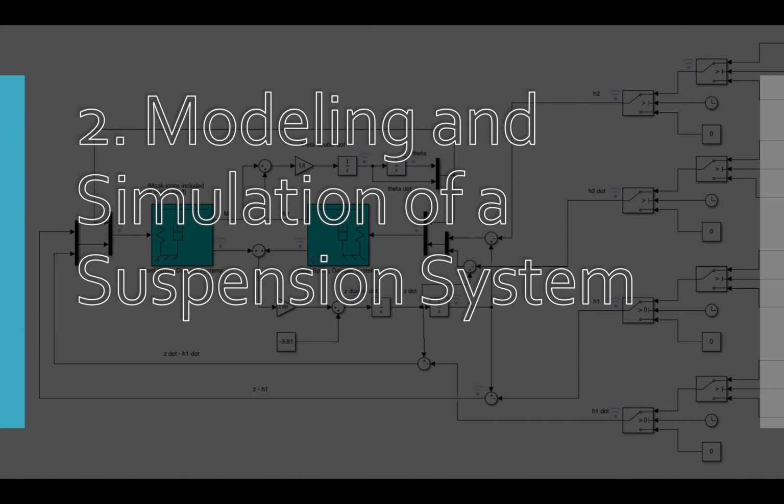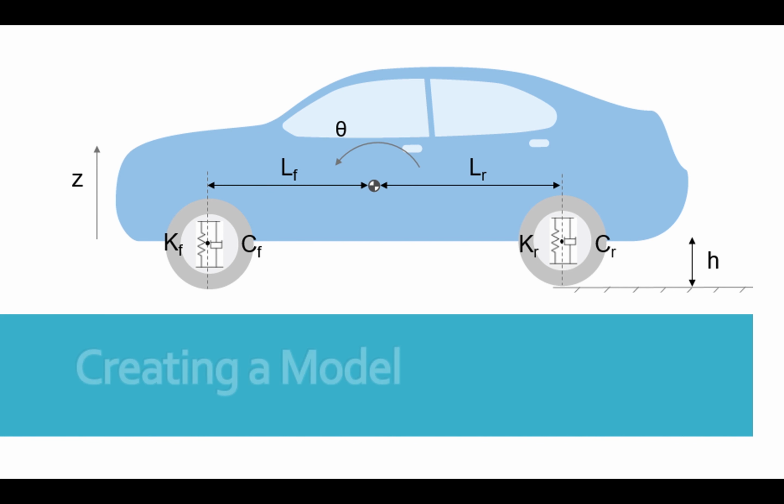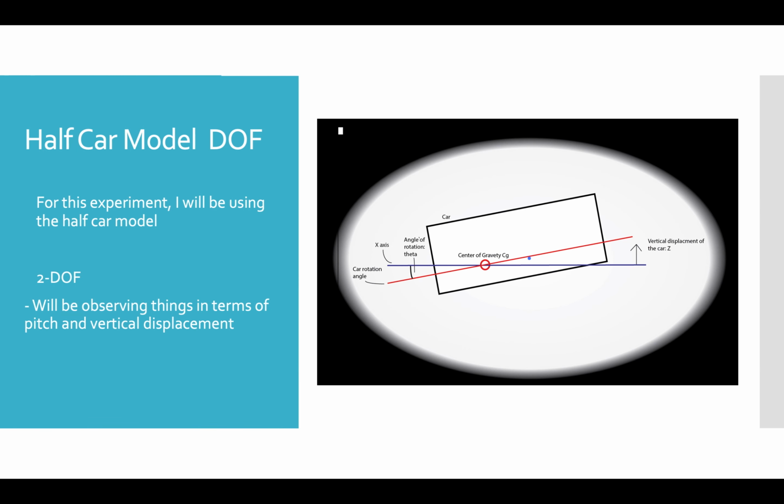Section 2. Modeling and simulation of a suspension system. Creating a model. The half-car model is different from the models that we use in class because it has 2 degrees of freedom. It moves in both the theta direction, rotation of the car, and the x direction, raising and lowering of the car.